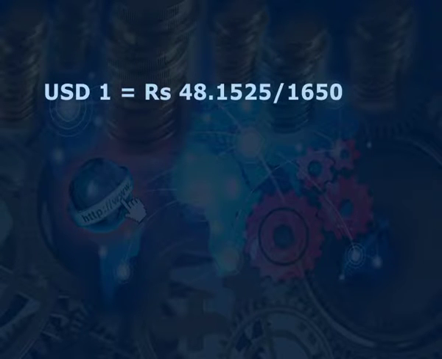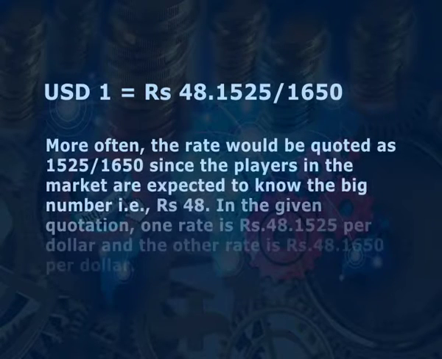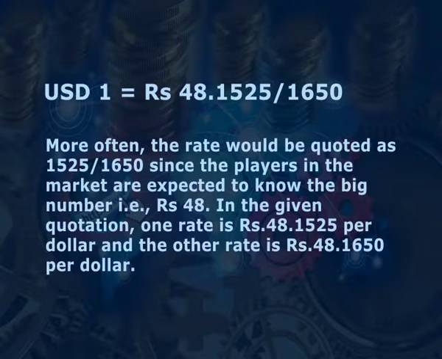Typically, the quotation in the interbank market is a two-way quotation. It means the rate quoted by the market maker will indicate two prices, one at which it is willing to buy the foreign currency and the other at which it is willing to sell the foreign currency. For example, a Mumbai bank may quote its rate for US dollar as $1 = rupees 48.1525/1650. More often, the rate would be quoted as 1525/1650, since the players in the market are expected to know the big number, that is 48.